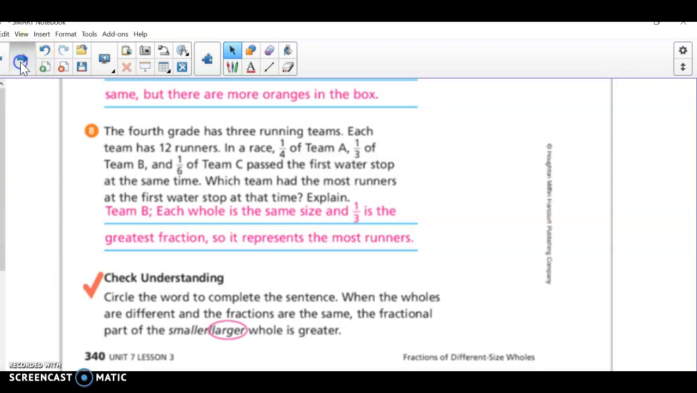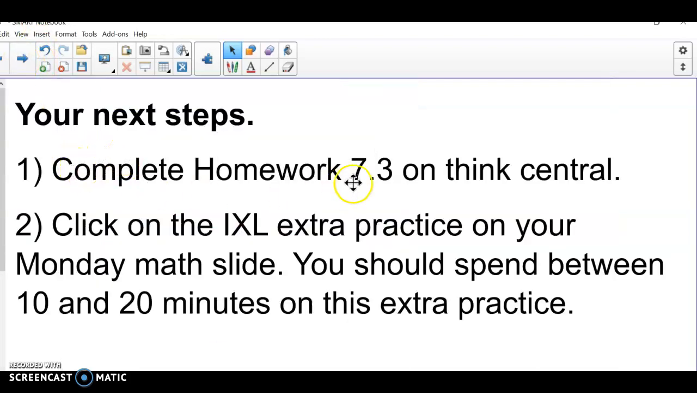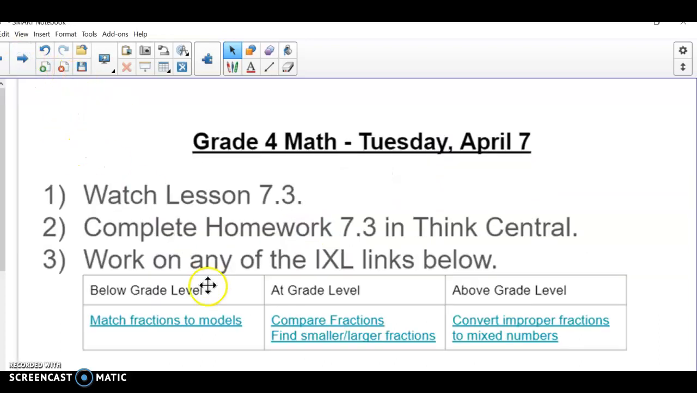Okay, so your next steps, you're going to complete homework 7.3 on Think Central. And then you're going to click on the IXL Extra Practice. It looks a little bit different today. And so it will look like this, and you have a table. What you're going to see, I have been posting just grade level assignments for you to practice on. If this lesson was hard for you, back up and do some practice with some of the below grade level ones. If you're finding these easy and you're getting your SMART score up to 100 within a few minutes, skip ahead and do some 5th grade work here.